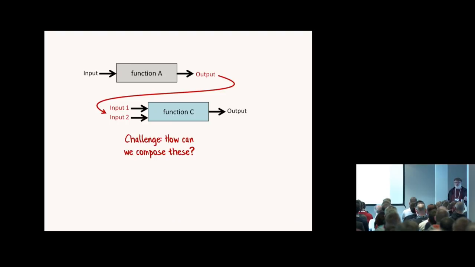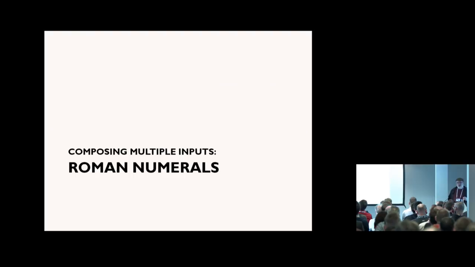And this is what functional programmers actually spend most of their time doing: manipulating things so they can be composed. Not the functions. Writing the functions themselves is pretty straightforward, but manipulating them so they can be composed, it's like playing Tetris, you know, you have to twist things around and stick them back in. So let's look at an example of why we do this, one example of how this might work.